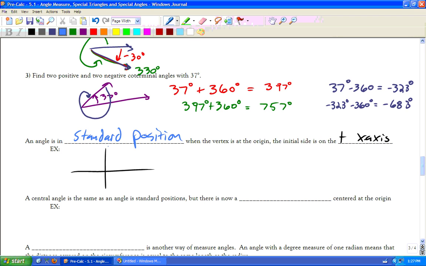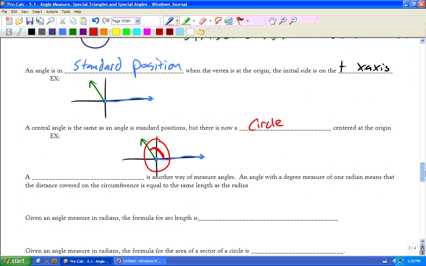In other words, my angle is going to start right here at the origin. My initial side comes out to the positive x-axis, and it doesn't matter where my terminal side is. Now, this is the same idea. A central angle is going to be the same thing, except for what we're going to add to the angle in standard position, which is a circle centered at the origin. So now this is what we call the central angle, rotating from the side.